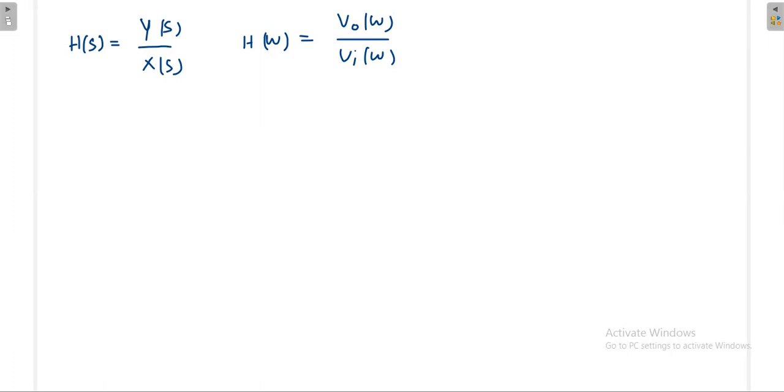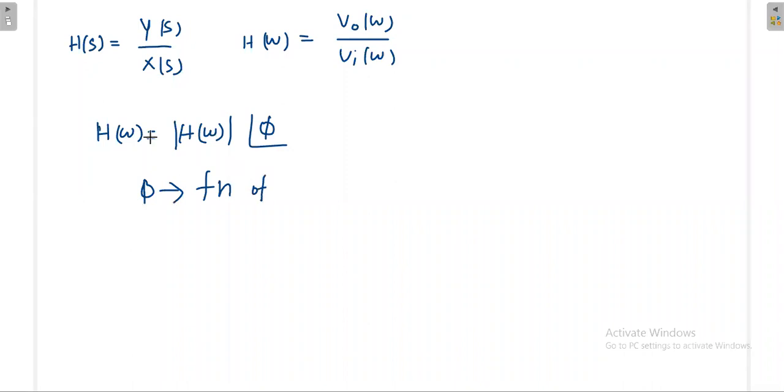Then this H of omega is a function of omega, that we can write as a magnitude and also with some phase, phi. Again, please note down, this phase is a function of omega. Once we have some equation, then we'll come to know what exactly this phi is.